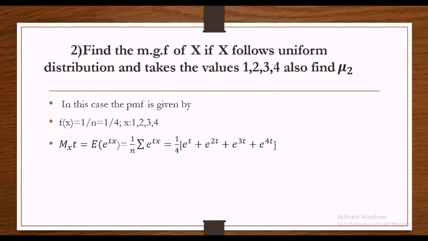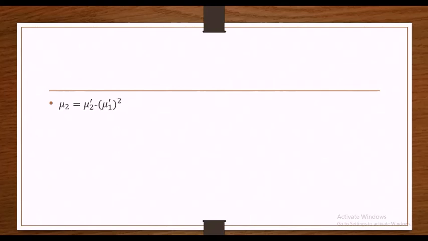Now you have to find mu2. I hope all of you know again the formula for mu2 is mu2 dash minus mu1 dash the whole square. Now mu1 dash is nothing but the first raw moment, that is the mean of the random variable. So all these small points you have to remember while doing these problems. Now what is mu1 dash? As I said, it is the mean of the random variable x, or the rth raw moment of the random variable x.